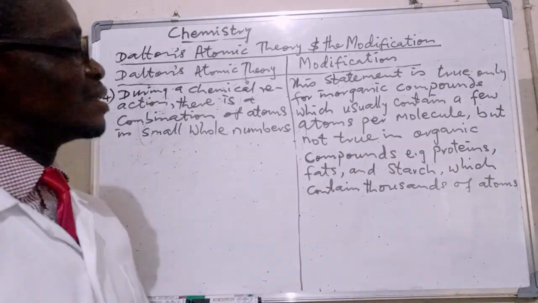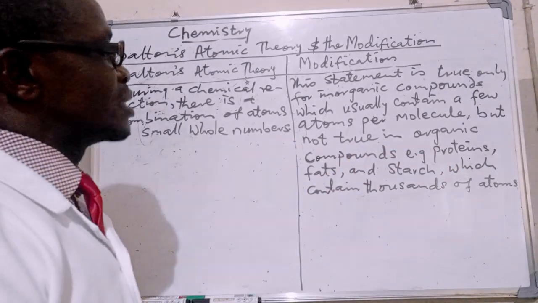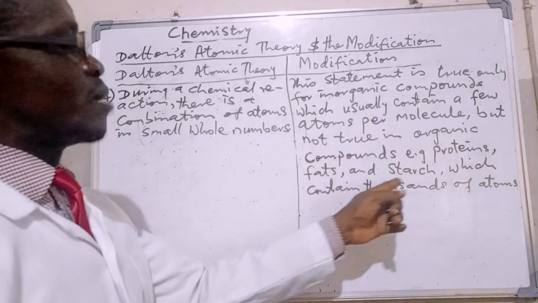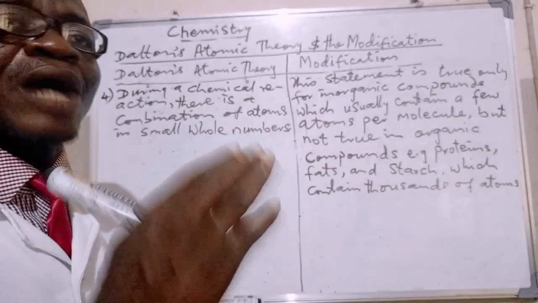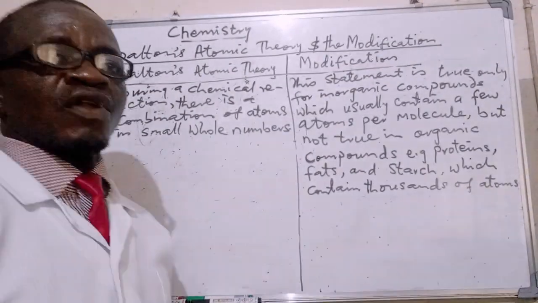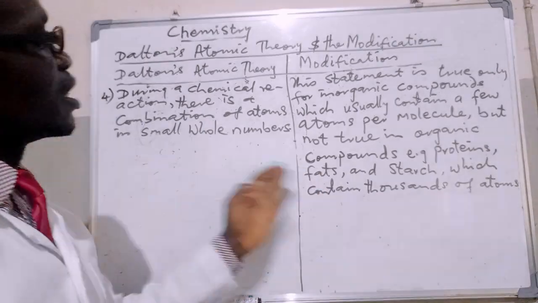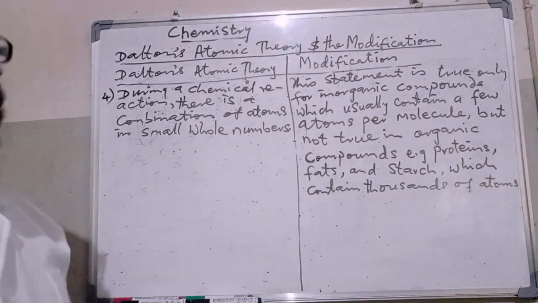Example, protein is an organic compound. It contains thousands of atoms. The same with fat, the same with starch. They contain thousands of atoms. So the statement is not true.